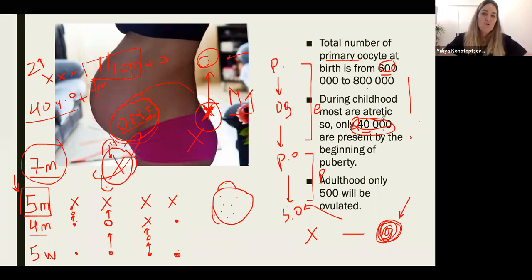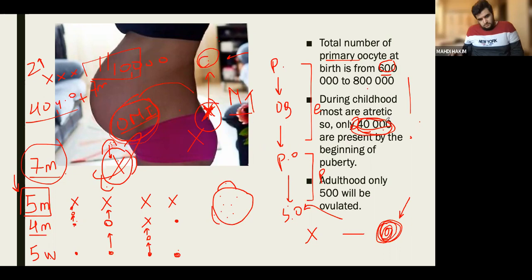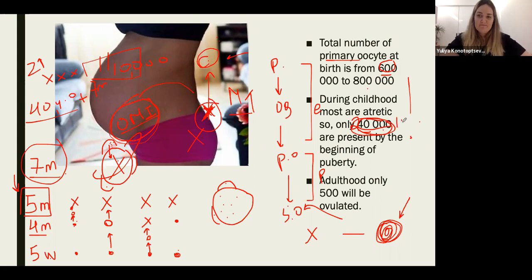I start puberty with 40,000 primary oocytes. How many do I choose monthly? 1. That's how many will mature. But as a girl, I need a choice. So how many do I choose? My options. Actually, 15 to 20. Every month, you choose 15 to 20 primary oocytes, but only one of them will mature.